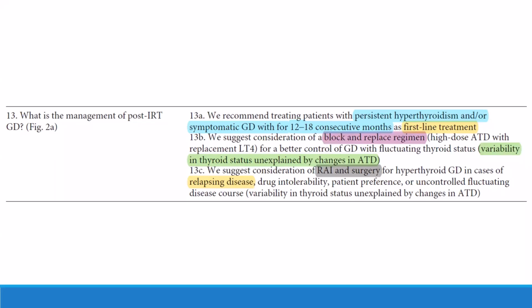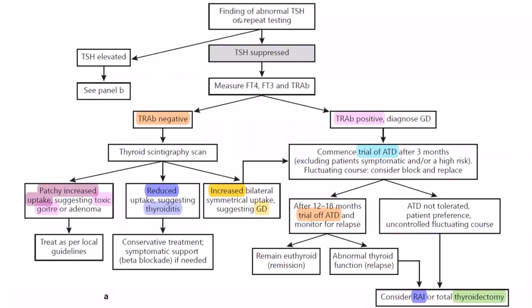Radioactive iodine ablation and surgery are considered for hyperthyroid Graves' disease in a case of relapsing disease, or if the patient cannot tolerate the drug, or by patient preference, or in an uncontrolled fluctuating course, like variability in the thyroid status unexplained by change in the antithyroid drug.